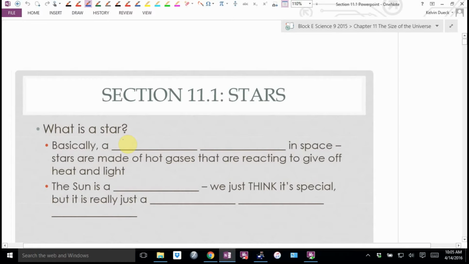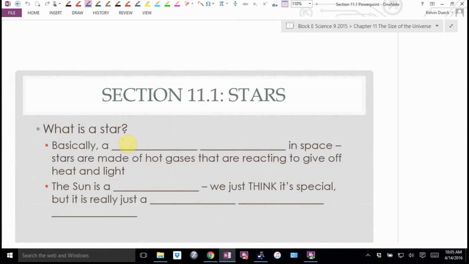Section 11.1. So we did 11.2 first because I thought last year I did it in the same order as the textbook, and the order didn't make sense to me. I'd rather start locally and move out. Locally are planets, asteroids, meteors. Now we're going to move out to the sun and other stars.